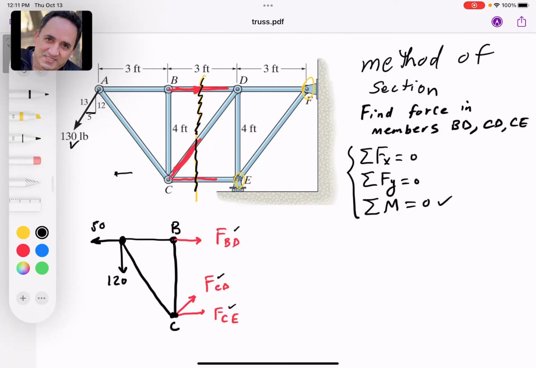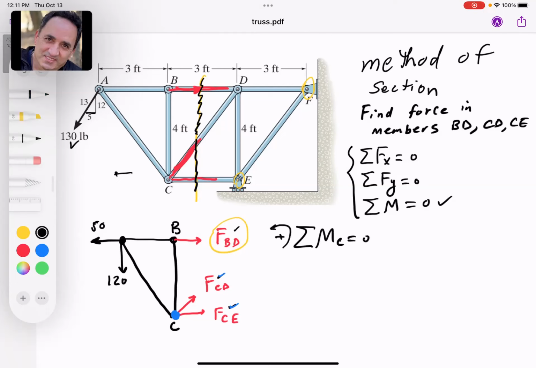You can actually say, okay, let's say I want to find the force in member BD, right? So let me go ahead and take moment about a point where these two guys, FCD and FCE, don't have any moment. That point would be point C, because they're going through C. So by taking moment about C, I can go ahead and find the force in member BD.